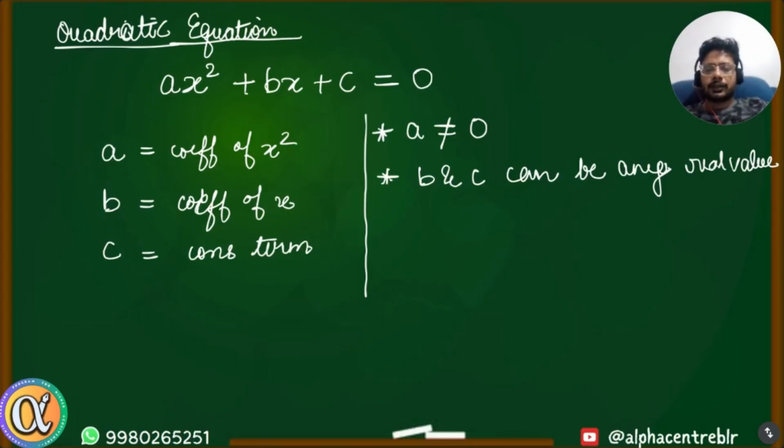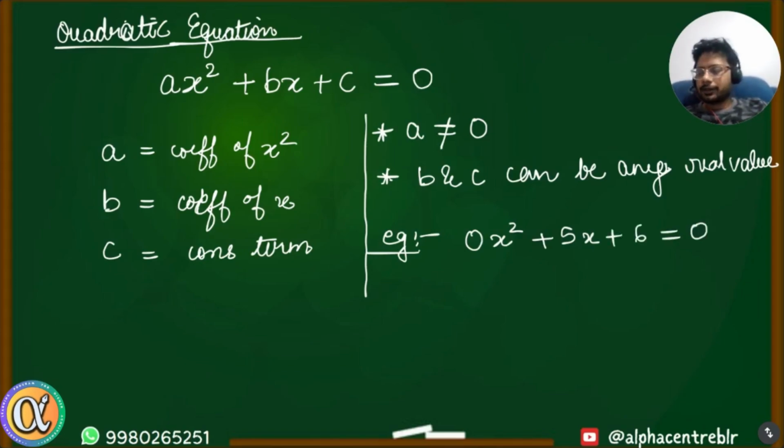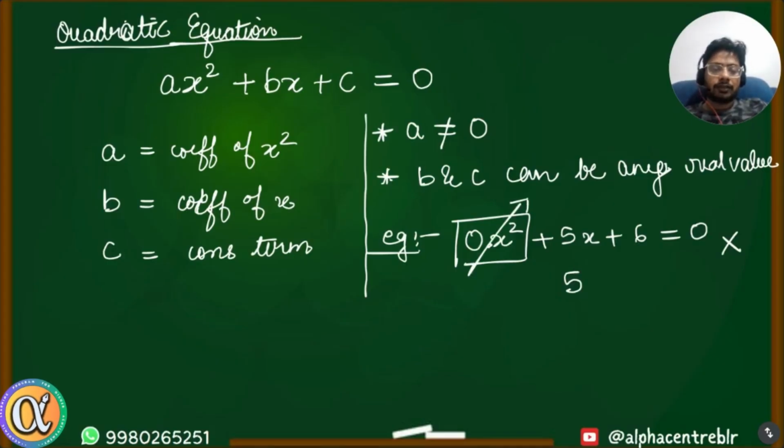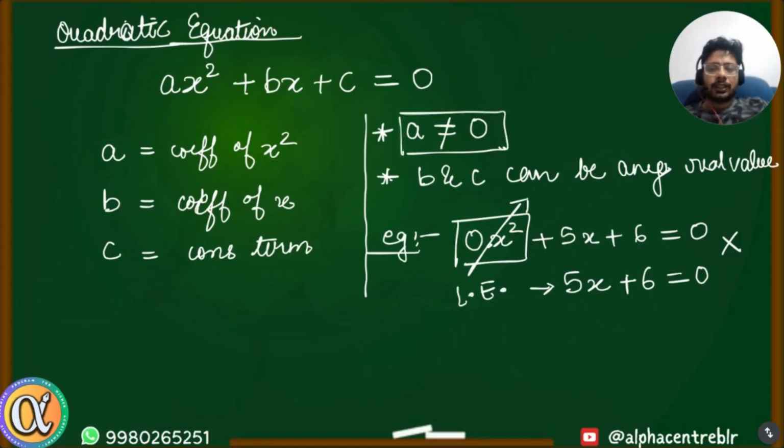For example, if we have an equation like this, 0x² + 5x + 6 = 0. Is this a quadratic equation? No. The x² term will become 0. So the final equation you are left with is 5x + 6 = 0, which is a linear equation and not a quadratic equation. So the coefficient of x² cannot be 0. A cannot be 0. That's compulsory. There is no restriction on B and C.